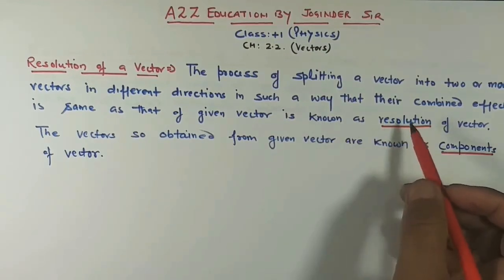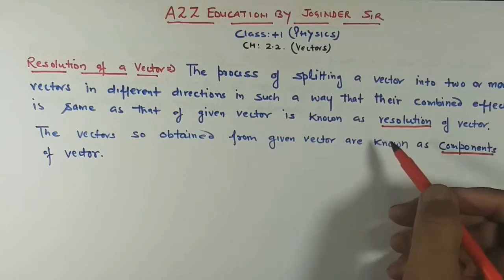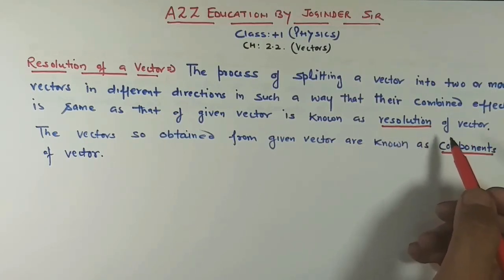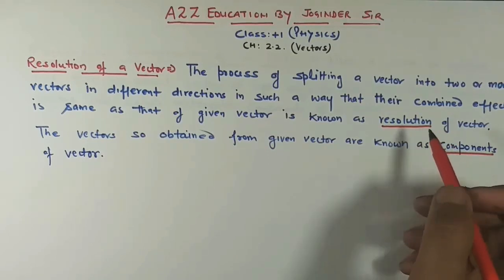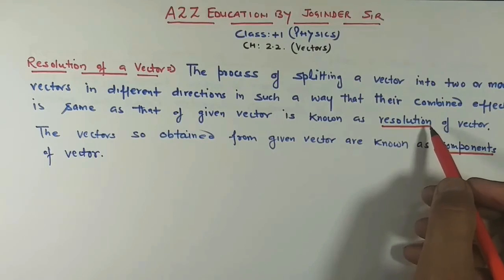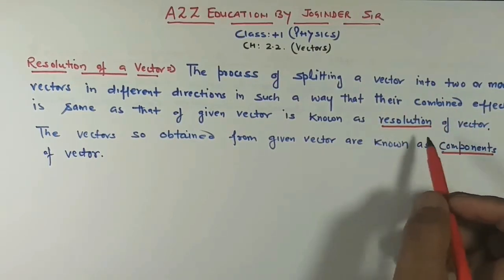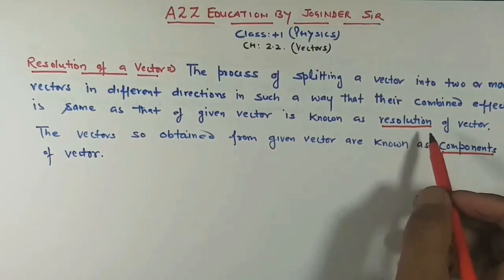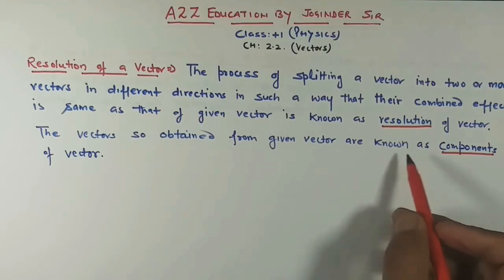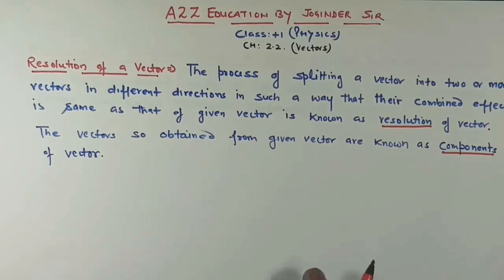तो resolution of vector क्या होता है? किसी given vector को दो या दो से ज्यादा vectors में तोड़ देना, राइट, ब्रेक करना, स्प्लिट करना, और उन स्प्लिट किए हुए वेक्टर का जो कंबाइंड इफेक्ट होता है वो उसी के बराबर होता है जो गिवन वेक्टर का होता है, राइट। तो वो जो हमने स्प्लिट करके जो वेक्टर्स बनाए हैं उनको बोलते हैं हम कंपोनेंट। The vectors obtained from a given vector are known as components of the vectors. क्लियर स्टूडेंट्स?